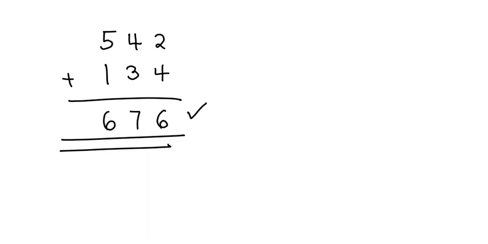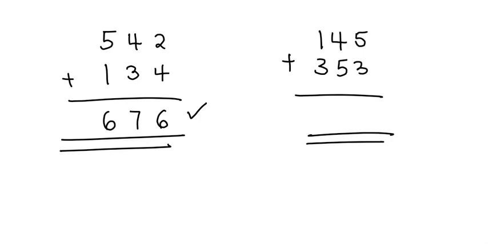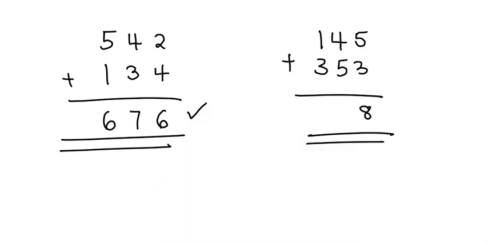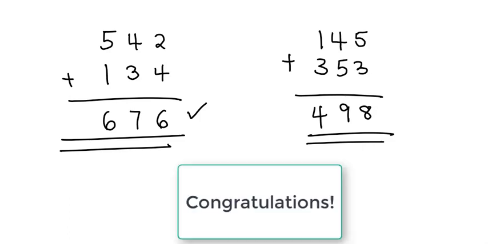Let's try the final one. 145 plus 353. What do you think is the answer? Try and compute it and then compare with my answer. So the correct answer is 5 plus 3, 8, 4 plus 5, 9, 1 plus 3, 4. Did you get the same answer? Very good.